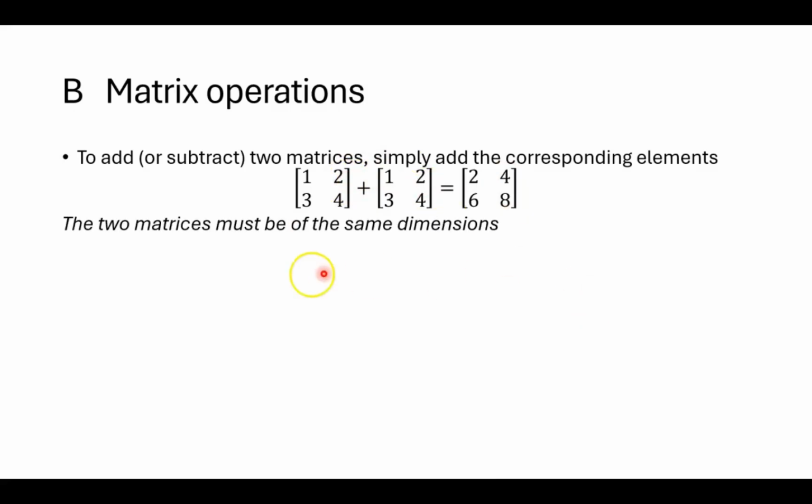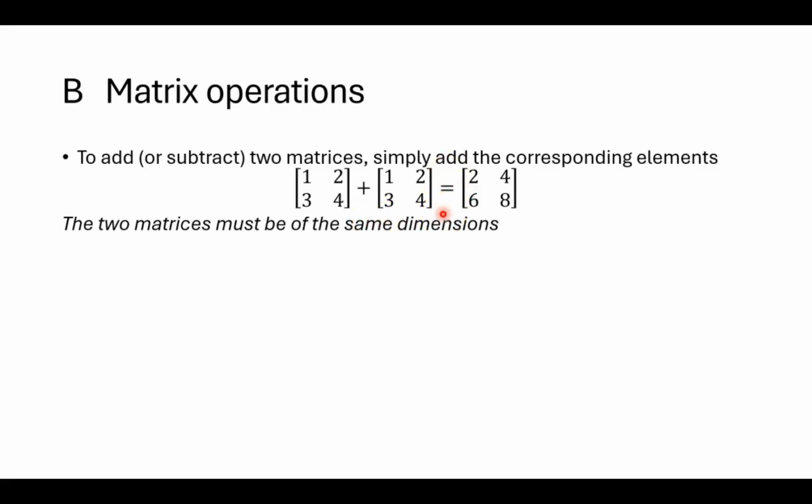But you need to be aware that the two matrices must be of the same dimensions. So in our case, these are both 2 times 2, so they can be added together. You can't add a 2 times 2 matrix to a 3 times 3 matrix. It just doesn't make sense because a 3 times 3 matrix will have an extra row and a column here, and you don't know what to do with them.